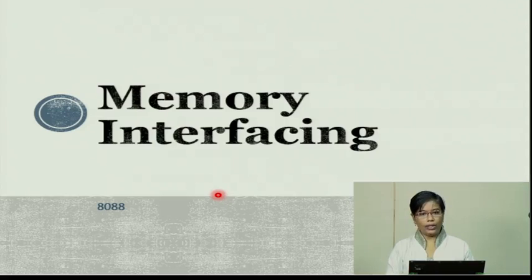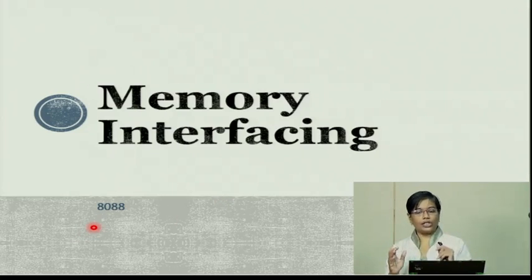Now we will see how the memory is going to be connected to the system bus. We'll start with the memory interfacing of 8088. The simple reason is the data bus of 8088 is going to be 8 bits. And generally memory is also byte organized, hence it becomes easier to connect 8088 with the byte organized memory compared to any of the other processors.